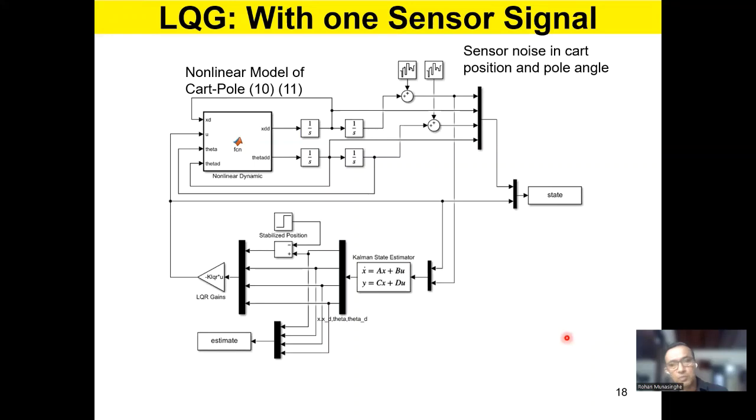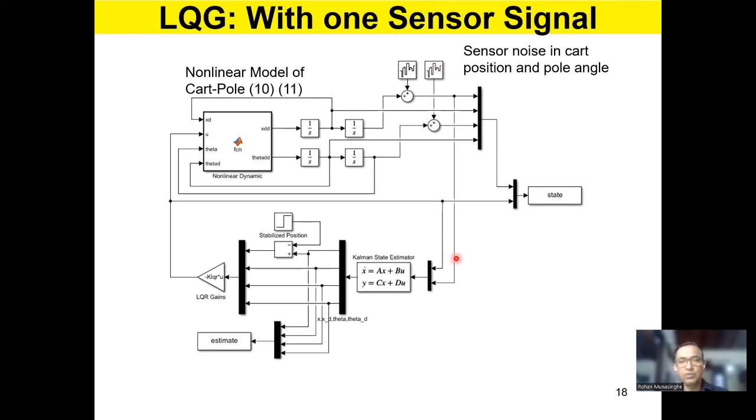So how do you modify your system with the Kalman filter? Now you can see the nonlinear model. We are not going back now. We are only going forward. So we are dealing with the actual dynamics, that is the nonlinear model. And so these are the two sensors that we use to measure the two states, that is cart position and pole angle. And the sensors have noise.